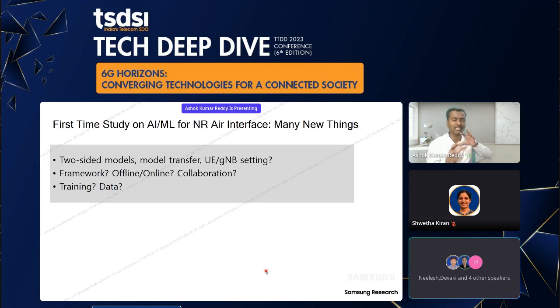There are many new things that came up in these discussions. Actually, how do we transfer this model? If you compare with a traditional specification, if you go and read either LTE or 5G NR specifications, there is no specific mention of a model transfer between base station to UE or UE to base station. The states are very, very human understandable states that you understand.